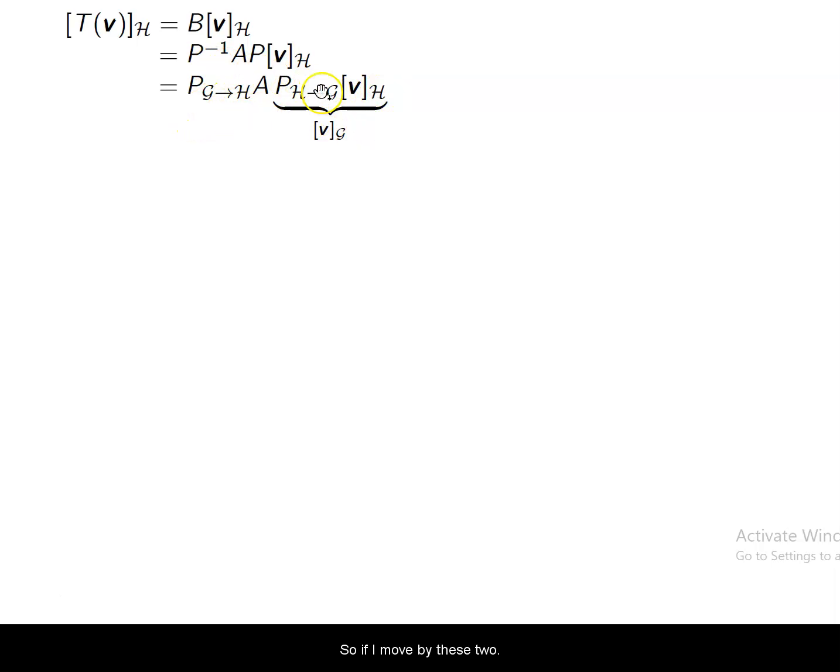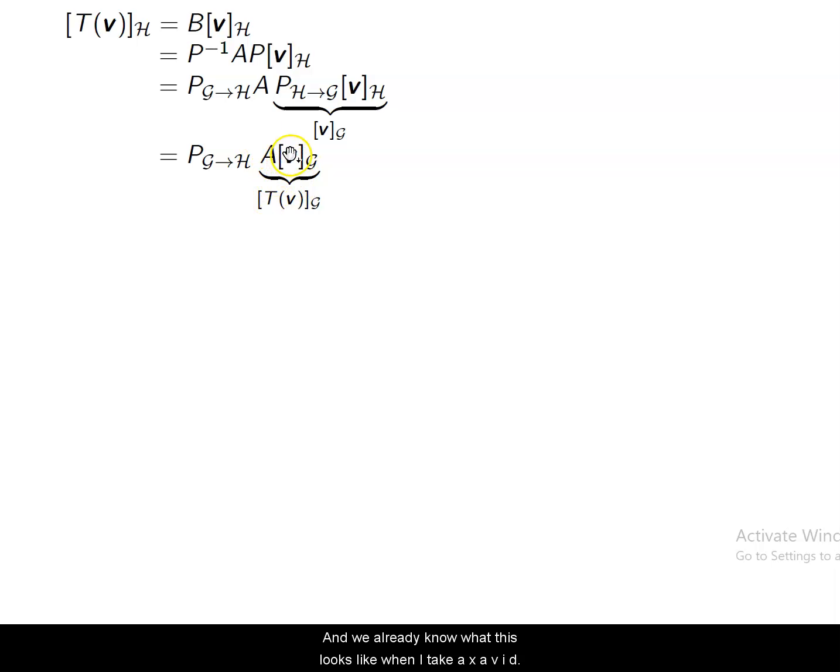So if I multiply these two, I'm getting my coordinate representation in terms of G, because this change of basis, all it does is change the basis from H into G. So that's what this under brace is. It's saying that if I take this and multiply it by the change of basis, I'm going to change the basis. Then I have P from G to H, and then my result here being transformed by A, and we already know what this looks like.